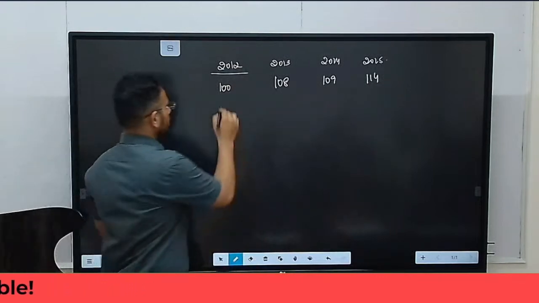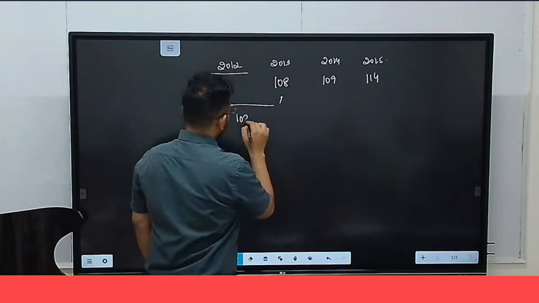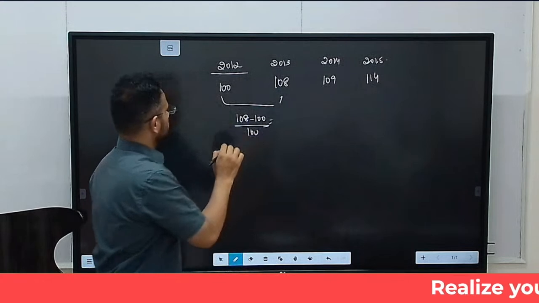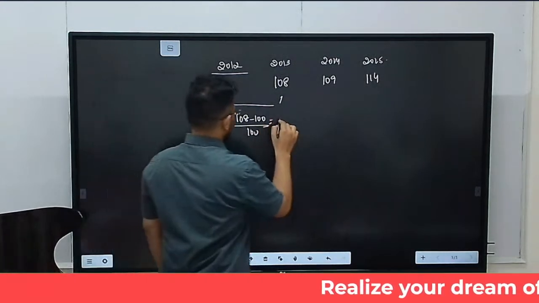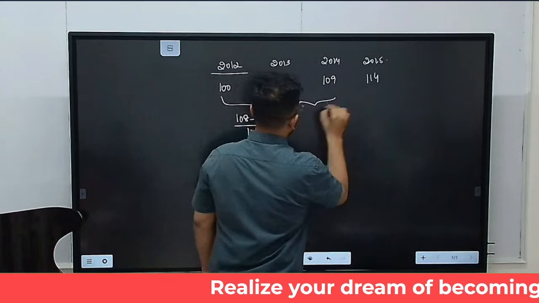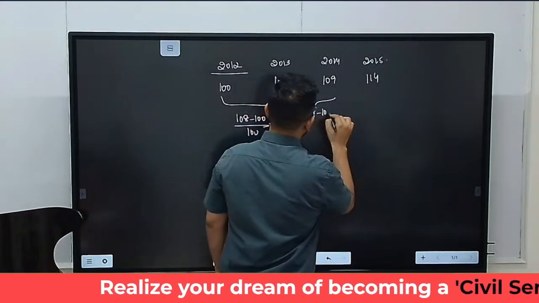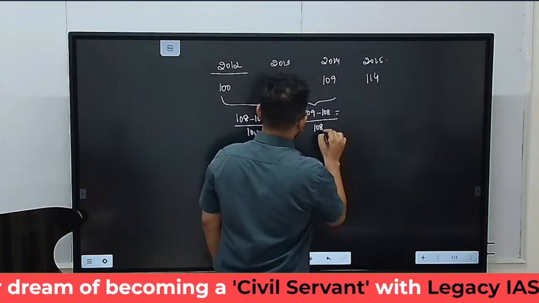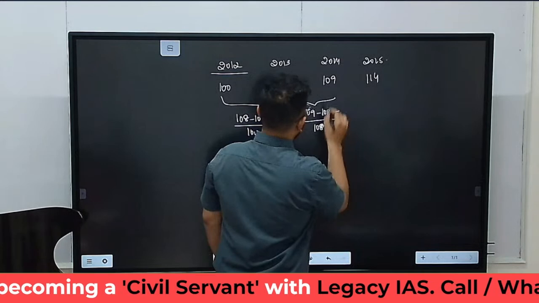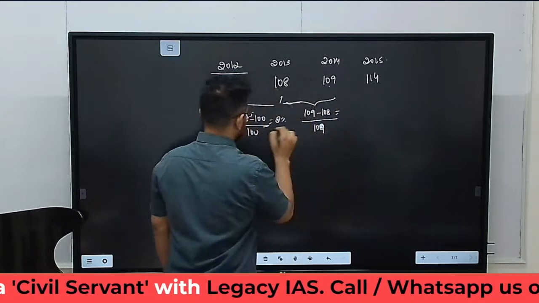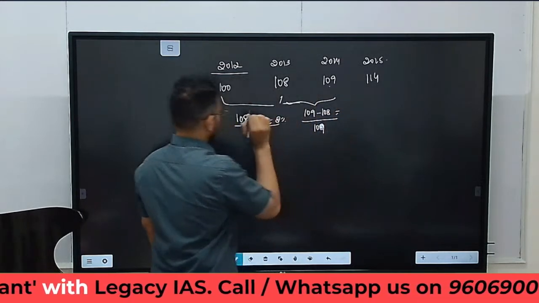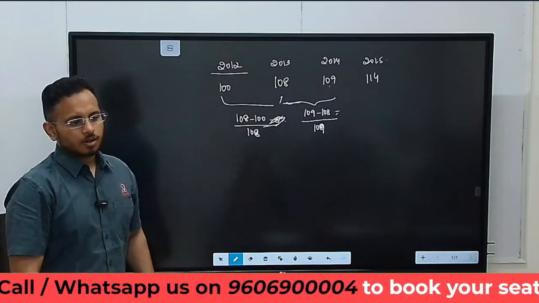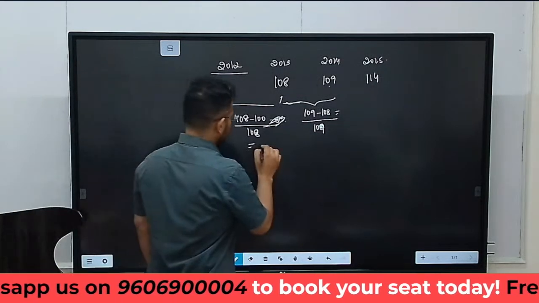Now let's get to know the growth rate. What is the growth rate? 108 minus 100 by 100, 8%. Okay. Now 109 minus 108 by 108. Now tell me what is the number. 0.91, which means 9.1%.